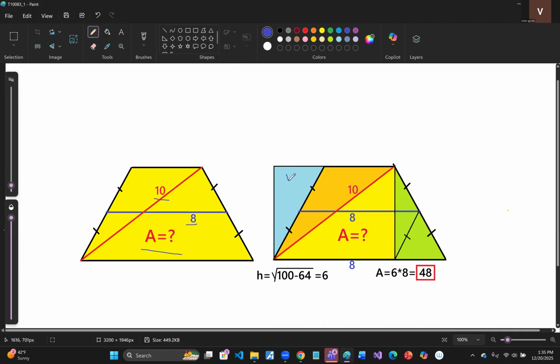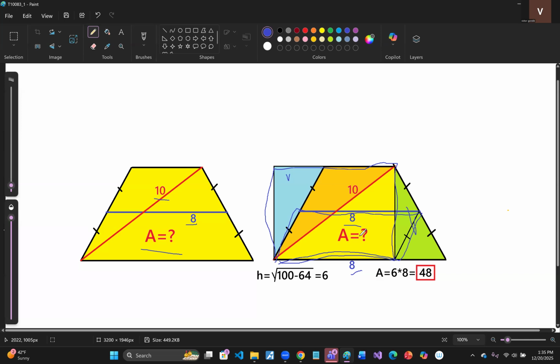Consider the blue and the green triangles. They are equal, so the area of the trapezoid is equal to the area of the rectangle. The horizontal side of this rectangle is equal to the middle side of the trapezoid, or 8, because these are opposite sides of the parallelogram.